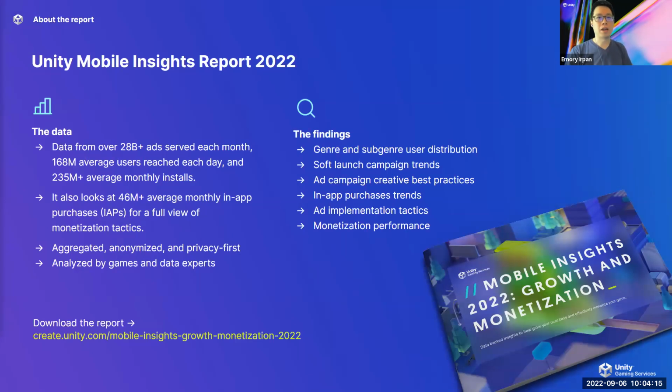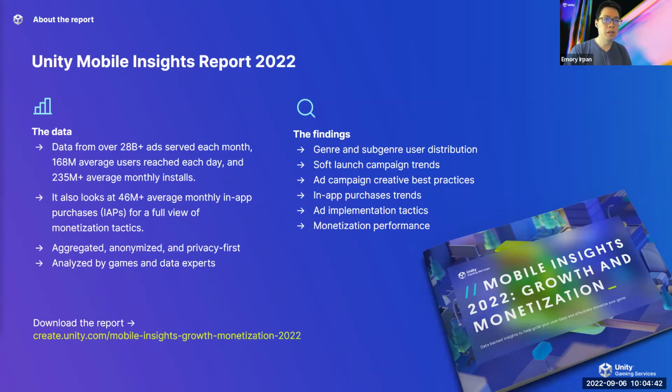Alrighty, with intros out of the way, let's talk about the Unity Mobile Insights report. This report takes in data from over 168 million game players, 28 billion mobile game ads, and 46 million monthly in-app purchases for a really comprehensive view of mobile monetization from the last year. We aggregate and anonymize all the data from our developers and players to make sure that when we do our analysis, we're doing it in a privacy-first way.